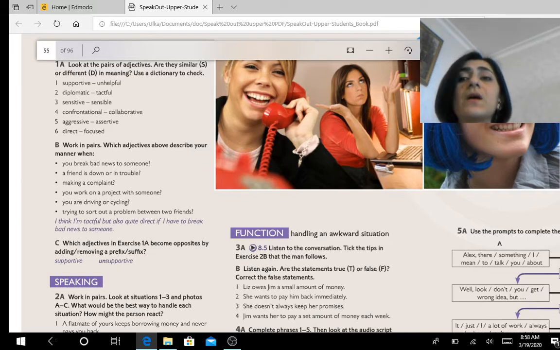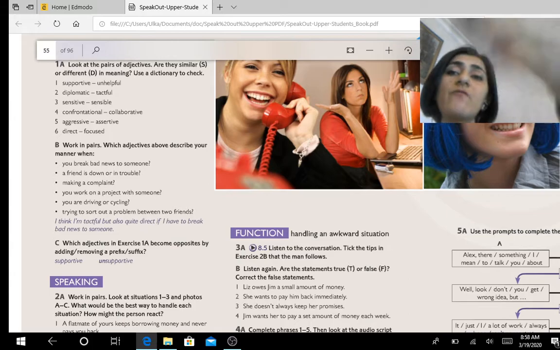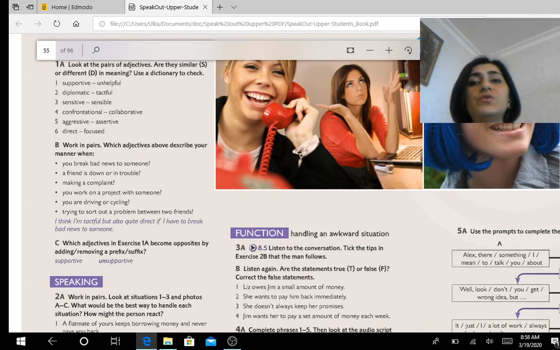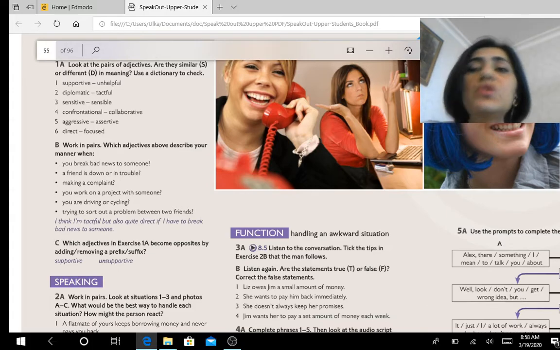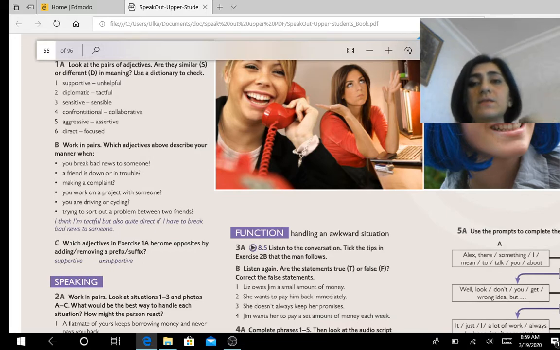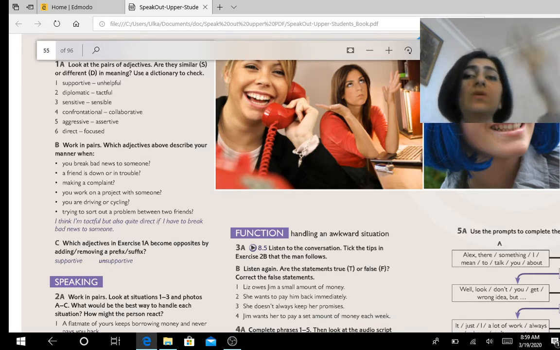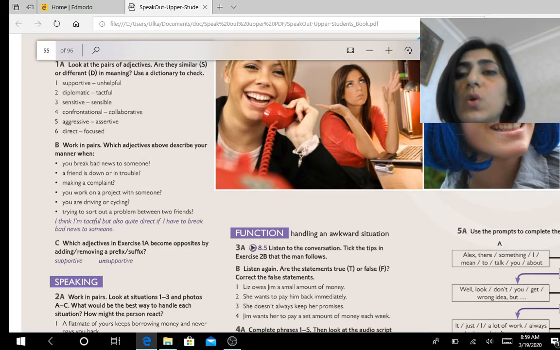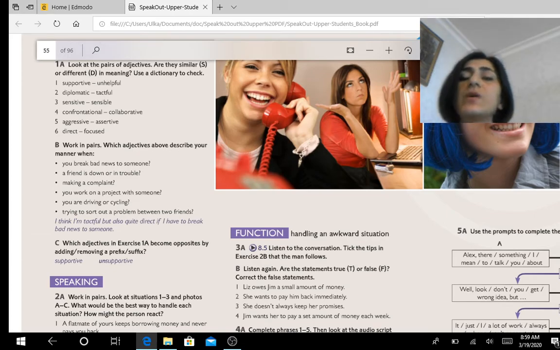And in B, you have some questions and they ask you to describe manners with the adjectives from above, from exercise 1A. So in B, you will have to answer them according to your A part. Which adjectives above describe your manner when you break bad news to someone? So you should choose one from exercise 1 and go on like this with the others coming next.